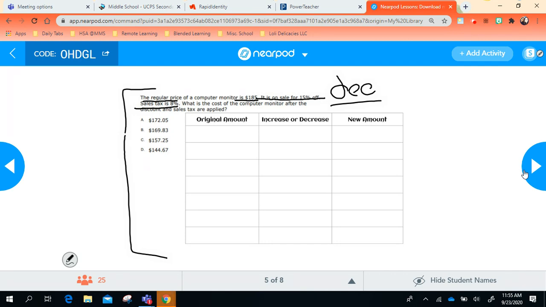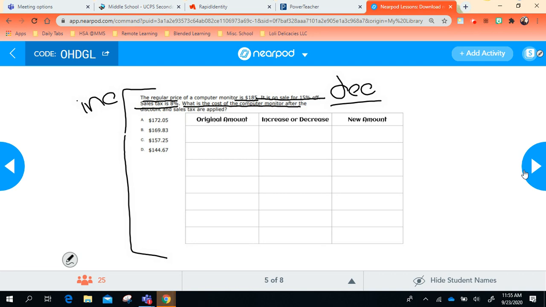Good. That's what you have the chart for. So if you're not sure, go back and check it. That's what we have our notes there for. Remember, all of our quizzes and assignments are open note. What is the cost of the computer monitor after both the discount and sales tax are applied?